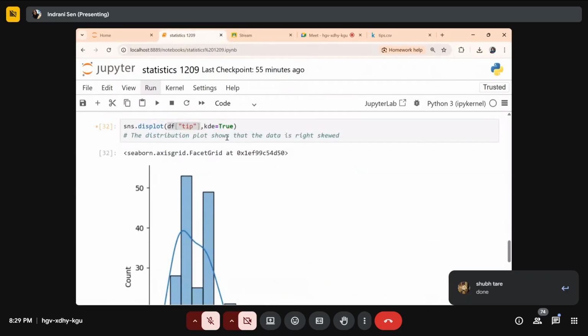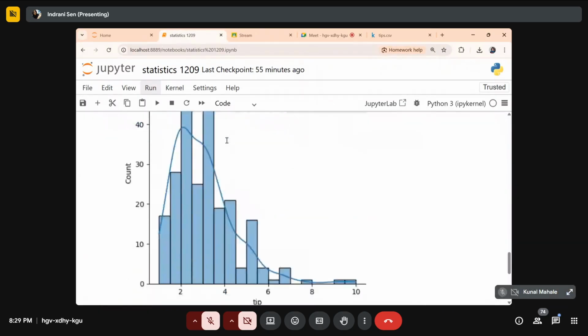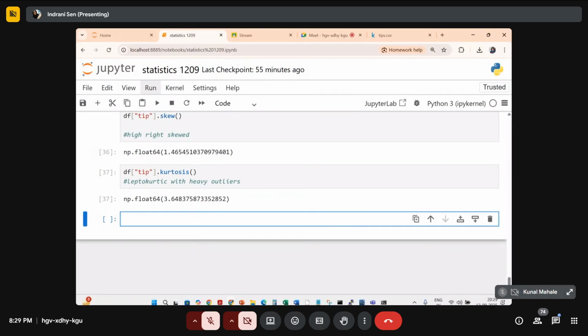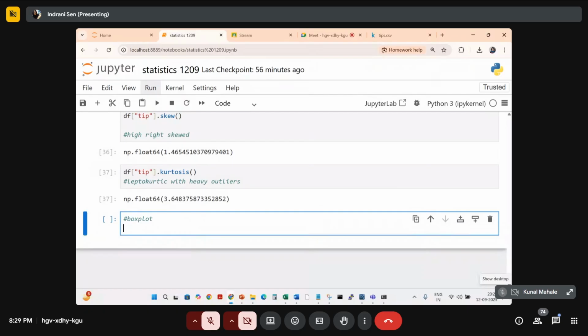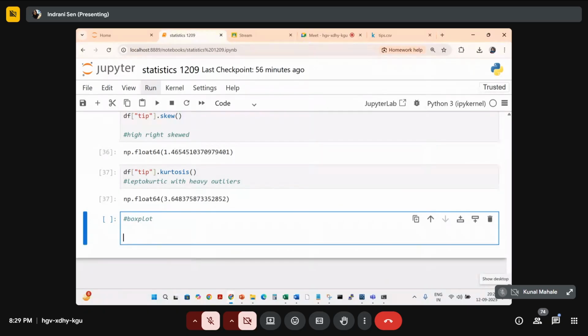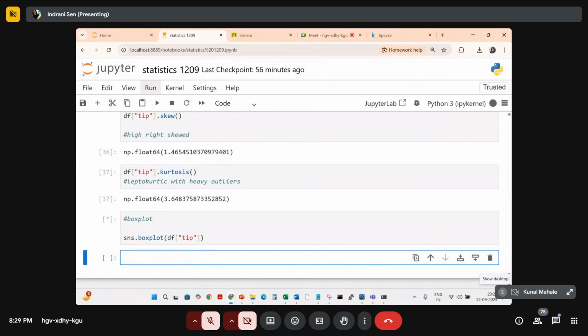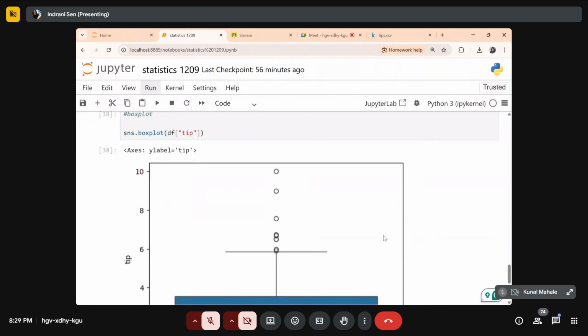We did the outliers. We checked the kurtosis. Now we are saying that it has heavy outliers. How to prove that it has heavy outliers? You can check a box plot. So I'm calculating the box plot here, to prove heavy outliers. I'm using sns, the Seaborn box plot, and here I'm plotting the df tip column. Does it show outliers here? Yes, it shows some of the outliers.